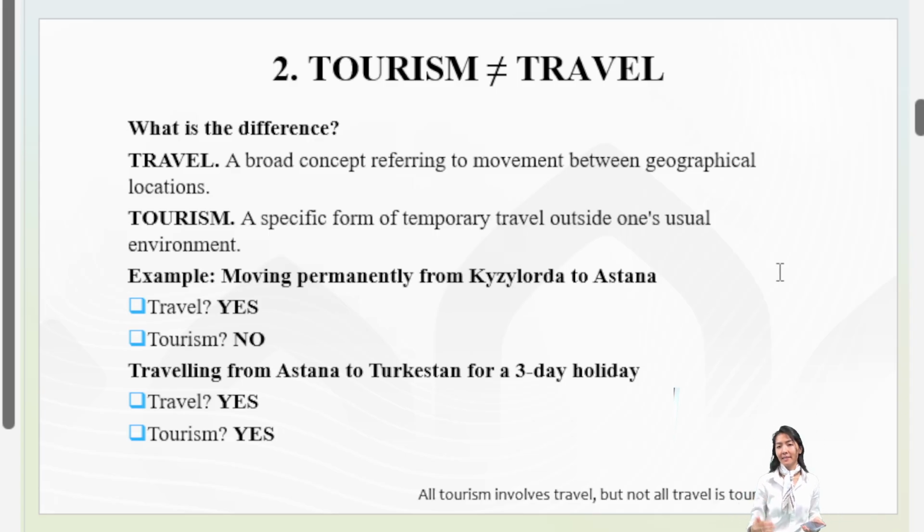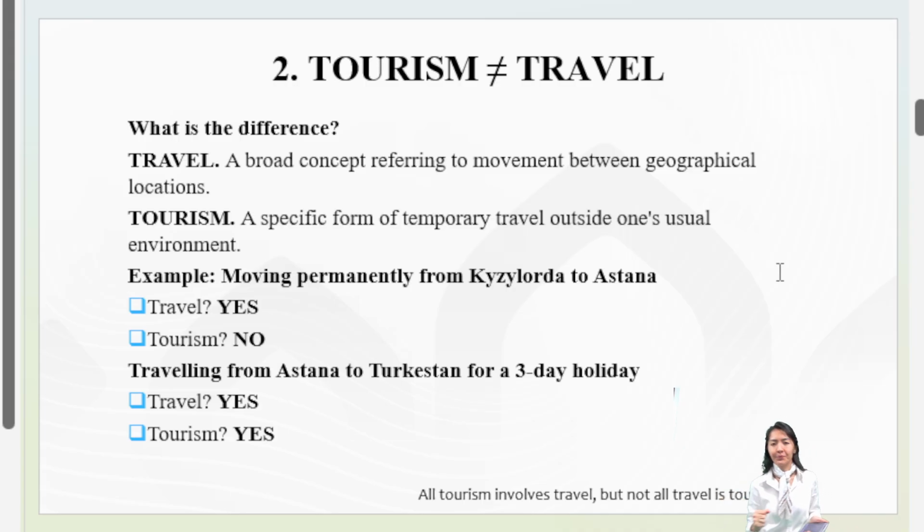Tourism, is it travel or not? In this lecture you can understand the difference. Travel is a broader concept, wider than tourism, because the concept of travel means movement between A and B, or between geographical places or locations. Tourism is a specific form of temporary travel outside one's usual environment. It has purposes or goals.